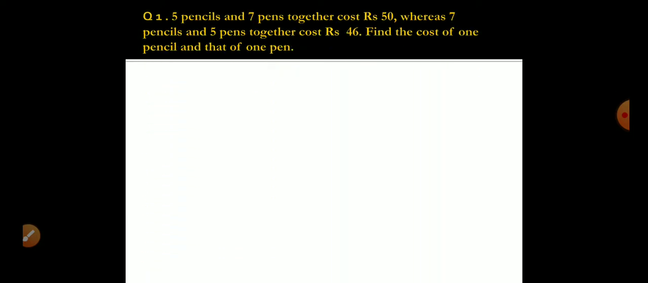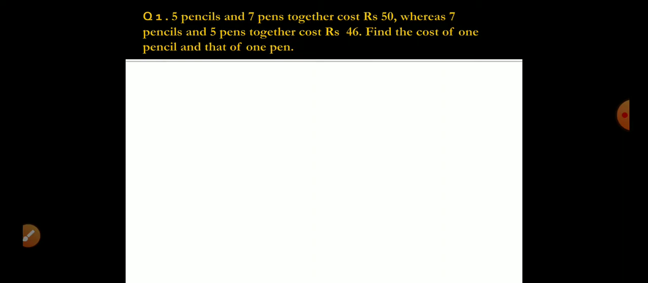For this we have to consider one question. The question is: 5 pencils and 7 pens together cost rupees 50, whereas 7 pencils and 5 pens together cost rupees 46. Find the cost of one pencil and that of one pen.